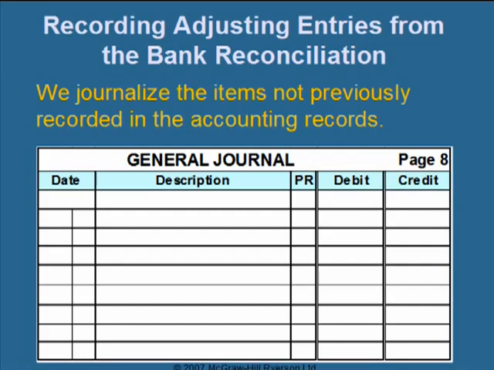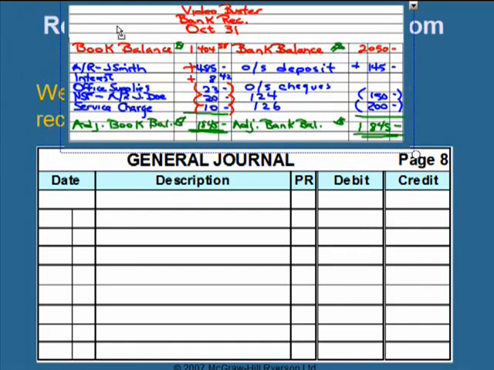So I'm going to bring a copy of our bank reconciliation and put it right on top of the general journal so we can see it there. We are only going to make journal entries for the book balance, not the bank side. The bank will take care of those ones. So we're going to start with the first one, and the first one was for $485. The date on these will also always be October 31st.